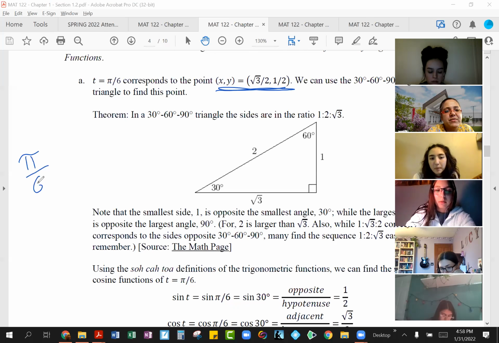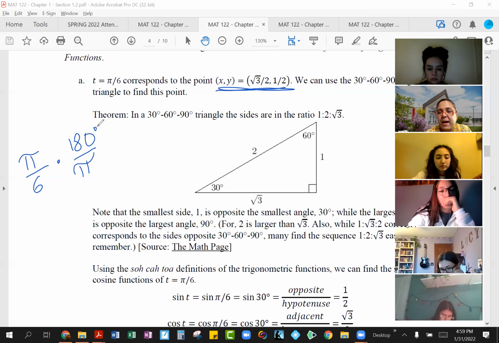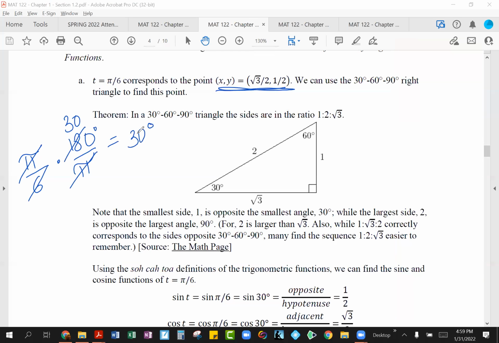This pi over 6 is in radians. Since you are getting rid of radians, remember you multiply by the fraction 180 degrees over pi. So what will that come out to be in degrees? Nice, very good. Yeah, because pi will cancel out. 6 goes into 18 3 times, so that will actually become 30 degrees. So you can see why the 30, 60, 90 makes sense, because this angle here, 30 degrees, is the same as actually your pi over 6 angle.